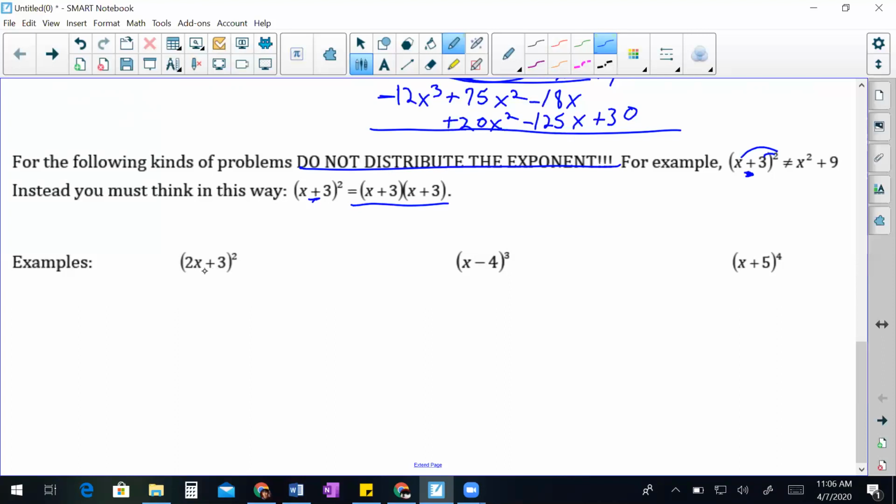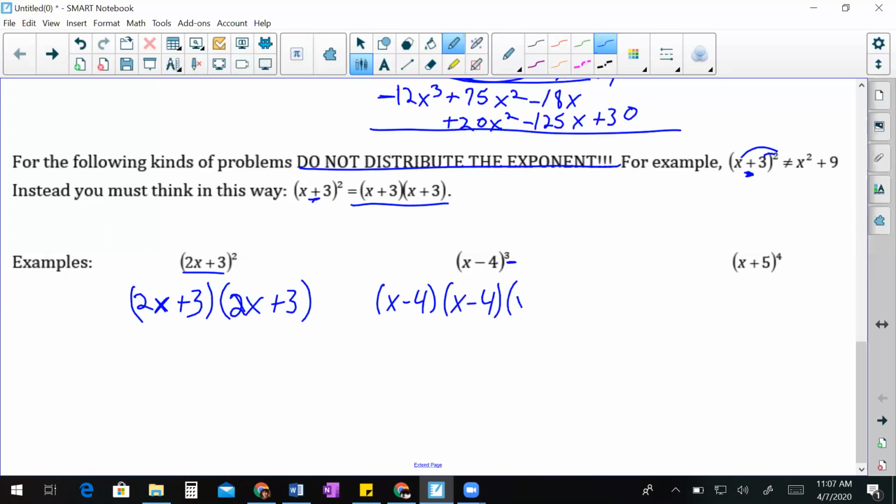Instead, remember that squared means this number times itself. So this is 2x plus 3 times 2x plus 3. What about the next one? This is cubed. Do I distribute the exponent? No, we don't distribute the exponent just because it says cubed. What does cubed mean? The number times itself 3 times. So instead, this is x minus 4 times x minus 4 times x minus 4.